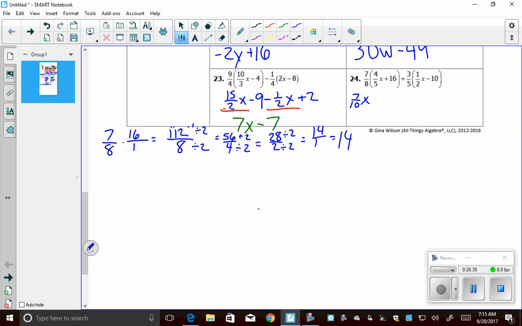Had I just tried to do 112 divided by 8 to begin with in the calculator, like I probably should have, I would have realized that, hey, that's going to be a whole number. But instead, I did all this work just to get down to 14. So I'm going to add 14.